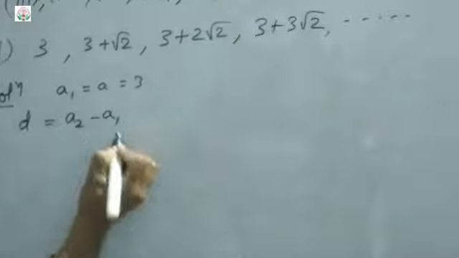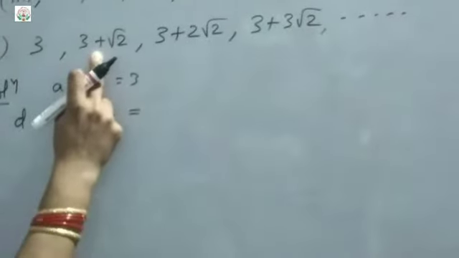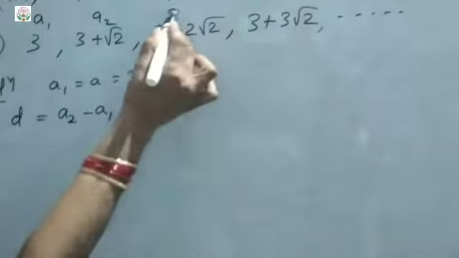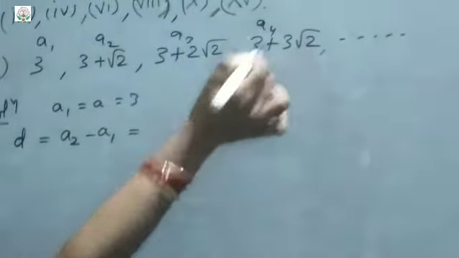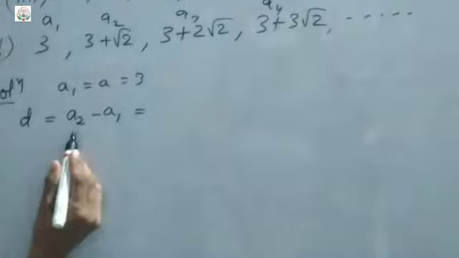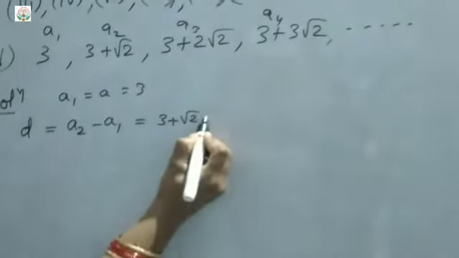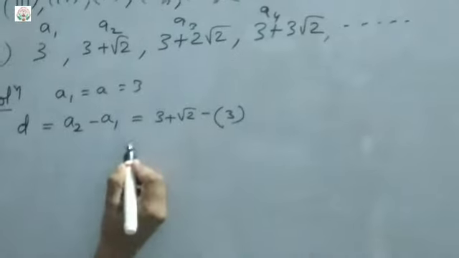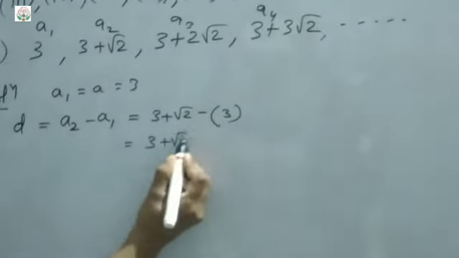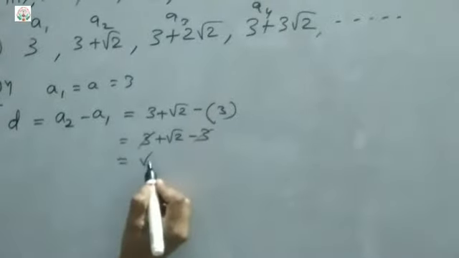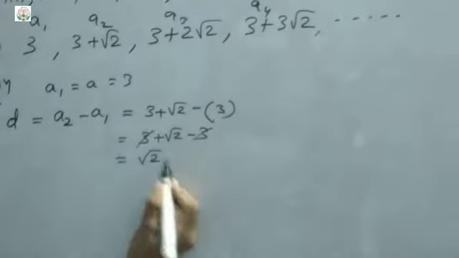Now D equals A2 minus A1. Here, this I can write as A1, A2, A3, A4 likewise. So A2 minus A1 is 3 plus root 2 minus 3. That equals 3 plus root 2 minus 3. These two cancel, plus 3 minus 3, so root 2 will be there.